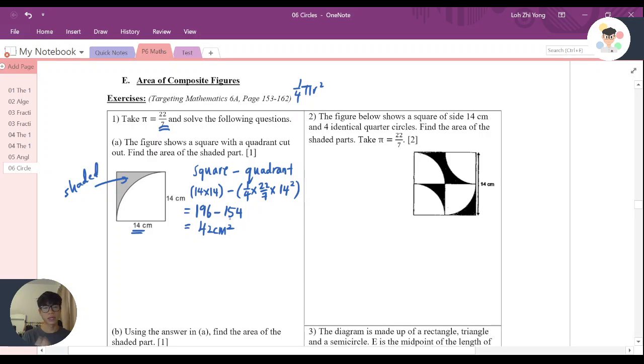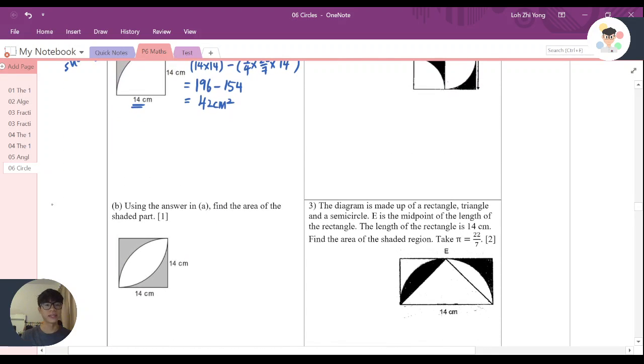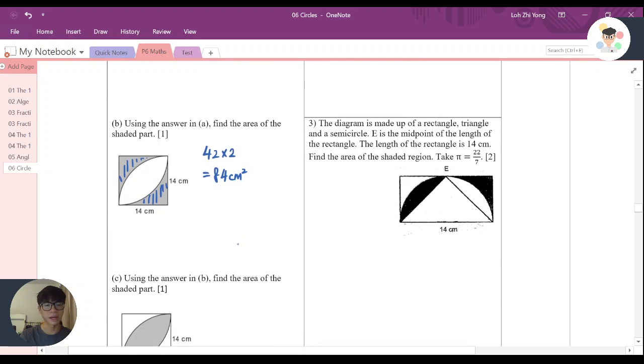Now let's try to look at B. B here says to use the answer in A to find the area of the shaded part. Just now, what we found is actually only the first one here. But now they are asking us to find the shaded part including the next part here. So basically I have the previous shaded part. So very simple, 42 times 2, and that's equal to 84 cm squared. No doubts, right?